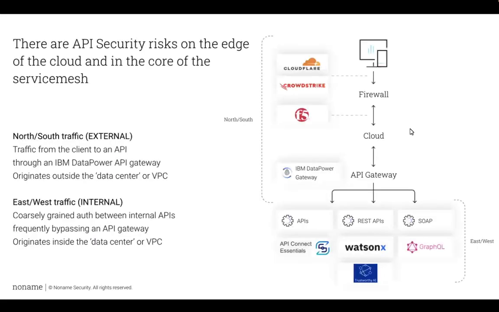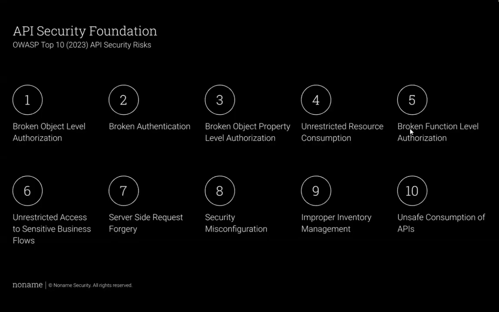There are risks on the edge of the cloud as well as in the core of the service mesh. Even if your traffic is being filtered by a WAF and a load balancer tier in front of your IBM DataPower Gateway tier, there are often only coarse-grained entitlement controls in place in the core of the service mesh. This is why vulnerabilities such as BOLA are possible, where one user can see another user's data, or broken function level vulnerabilities are possible, where a user with a reader-only role is able to do things that require a write or admin role. That's because the entitlement controls aren't fine-grained enough in the core of the service mesh as well as on the gateway tier.